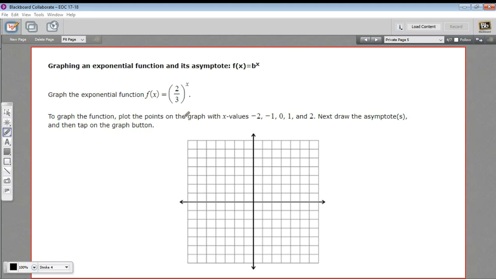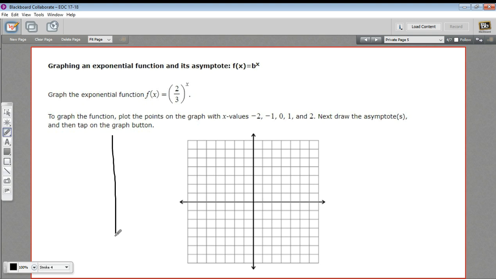In this problem, we need to make a graph of this exponential function, f of x equals 2/3 to the x power. The way we're going to do that is plot some points and then figure out where the asymptote is and draw the asymptote in. And then if you're in Alex, you can just press the exponential button and it's going to fit an exponential curve to your points and asymptote. We'll just try to make our best guess here and sketch it in.